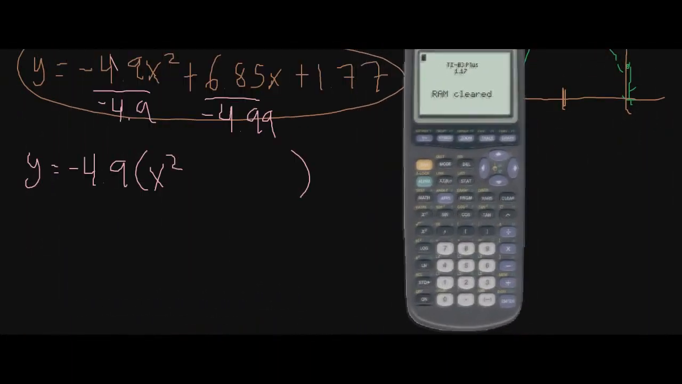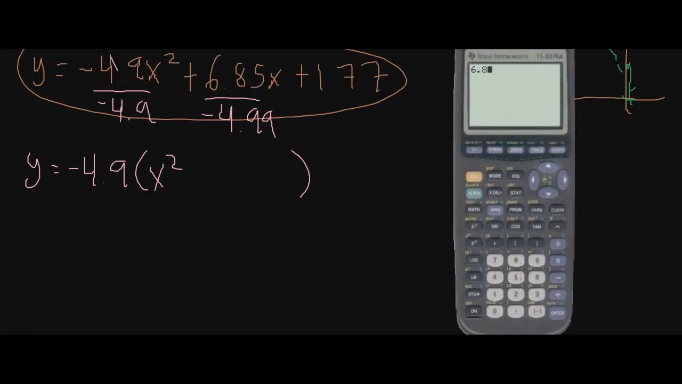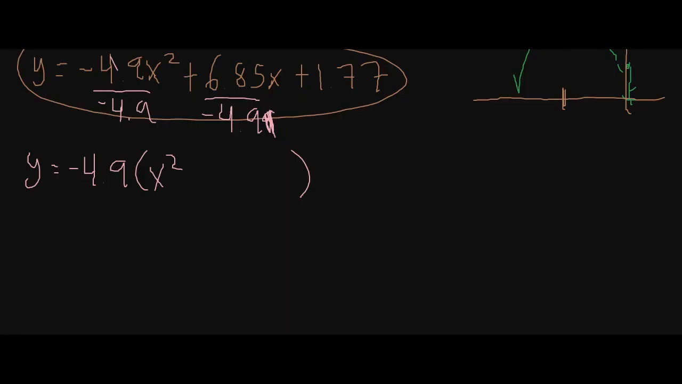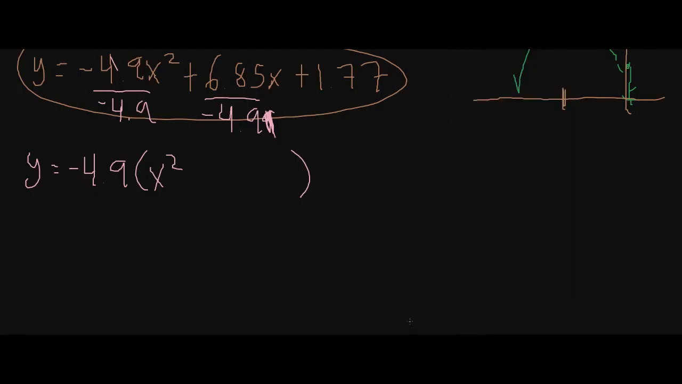Okay, so let's go ahead and do 6.85 divided by negative 4.9. I don't know why I drew this extra one here. That shouldn't be there, right? We're dividing by the term that's here, which is negative 4.9. So if we do that, we're going to get negative 1.39. I might just round up to negative 1.4, okay? So we're going to get minus 1.4x. Don't forget that we still have this plus 1.77 out here, right?